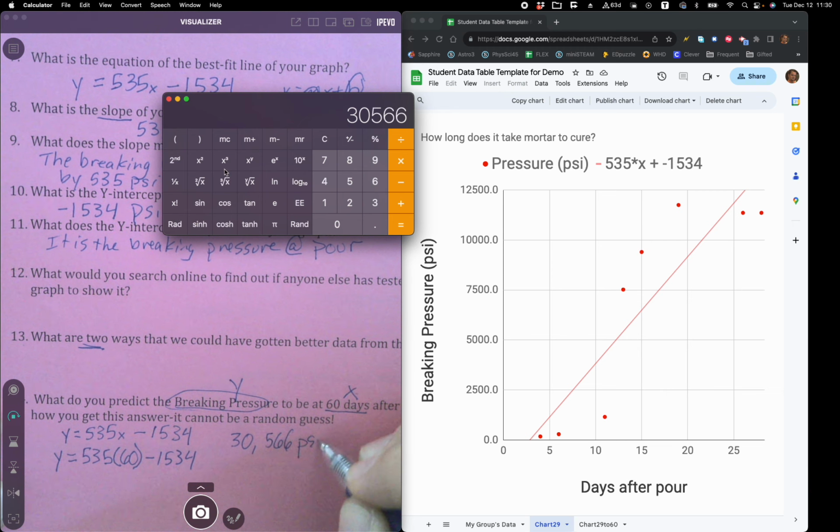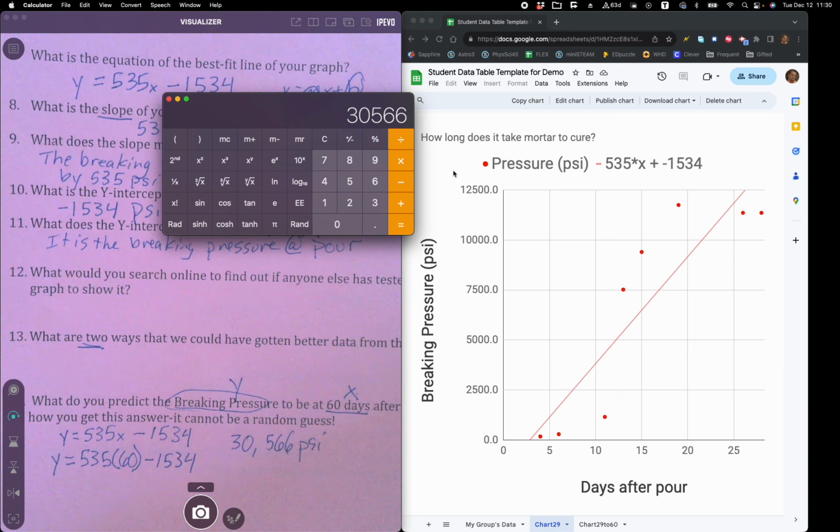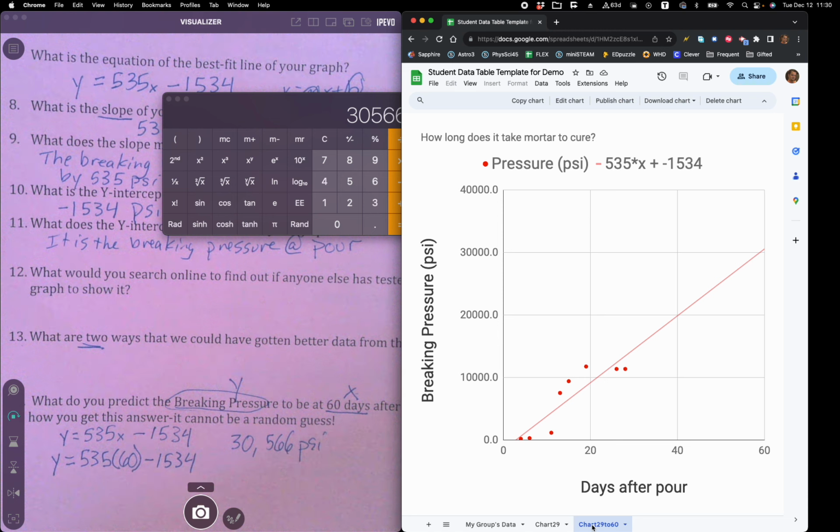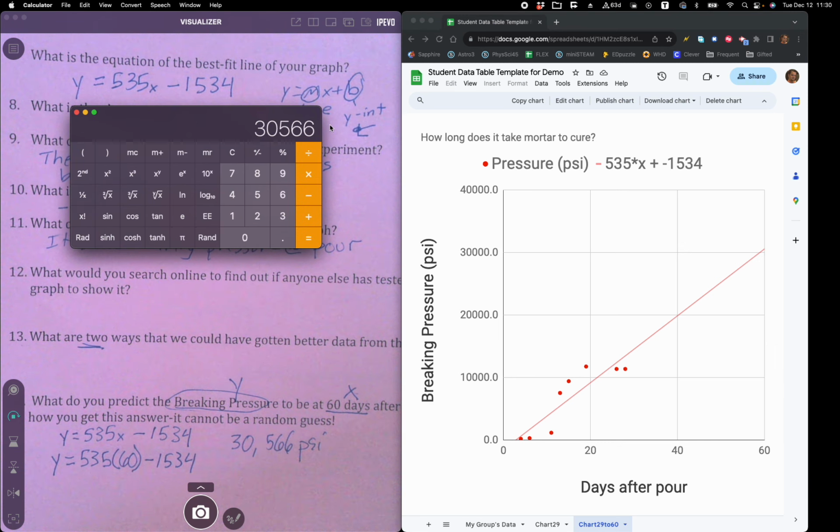30,566 psi. Okay? Now there's one other cool way to do this, and that is if you take your chart like I did here and actually extend the days to 60 and extend this a little bit higher, all you got to do is actually just look to see at day 60 what is the y value up here. And as you can see, it's a little bit above that line, which is 30,000. Does that comport with what we just did? Yes, it does. 30,000 and a little bit. So it looks like everything is good to go.